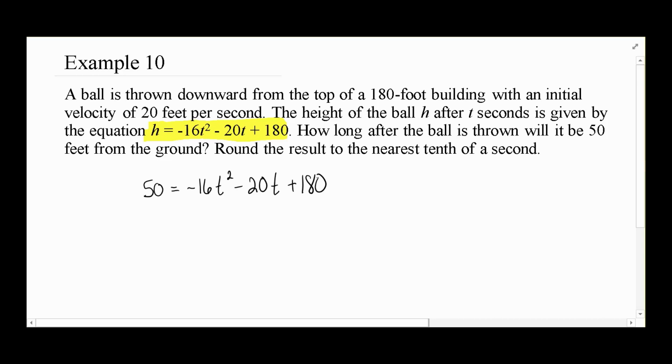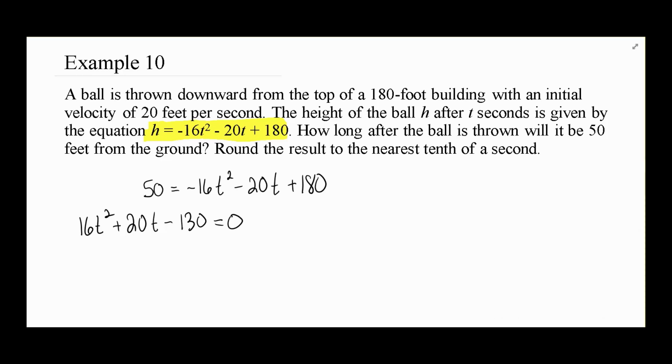So onto this problem, we can't quite solve it yet because this isn't in the form ax squared plus bx plus c equals 0. We need to get a 0 on one side. So I'm going to move everything to the left-hand side to get 16t squared plus 20t, and I'm going to subtract the 180 over to get minus 130 equals 0. At which point we use the quadratic formula, we use our calculator, we go from there.